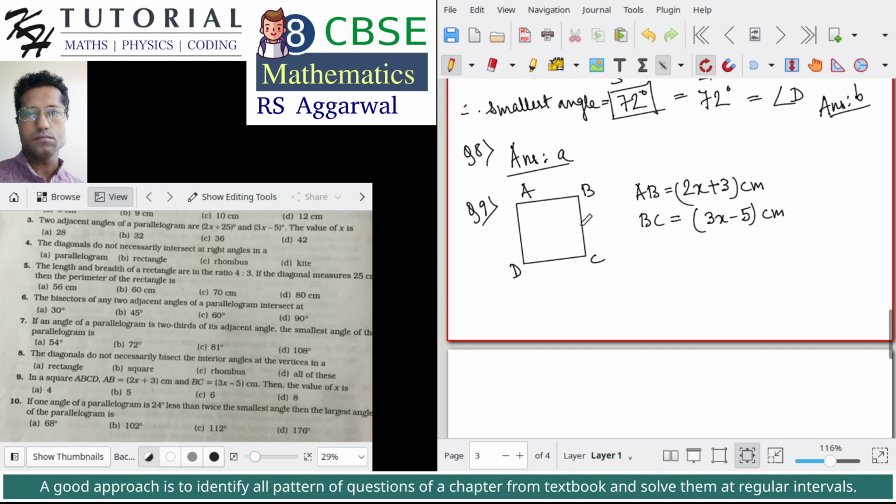Now definitely in a square all the sides are equal. So this will imply that AB is equal to BC. So this will imply 2x plus 3 is equal to 3x minus 5. This is a linear equation in one variable x. Solving for x, we will get x is equal to 8. So the correct choice is D.